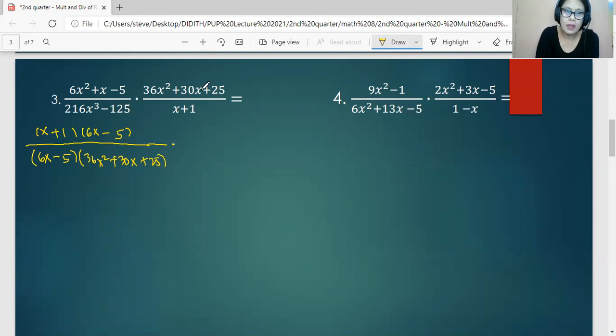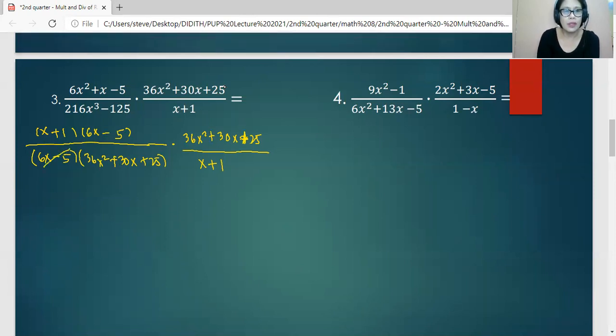Now, this is exactly the same with this one. So we will just rewrite the second numerator plus 25. And then copy x plus 1 and then cancel the common factors. So we have 6x minus 5, x plus 1 here. So everything is canceled, class, and we represent that by 1. Okay? If everything is canceled and the operation is multiplication or division, we will represent our final answer by 1.